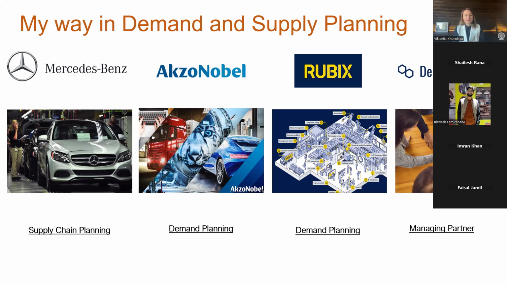Then I was working at the company AkzoNobel. AkzoNobel is one of the largest paint and color manufacturers. The company produces colors for different fields: for cars, for aerospace, for commercial vehicles, for consumer products. Like my iPhone is also covered by a coating from AkzoNobel, something like that. And this is where my demand planning way began.